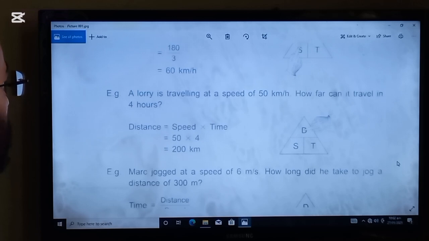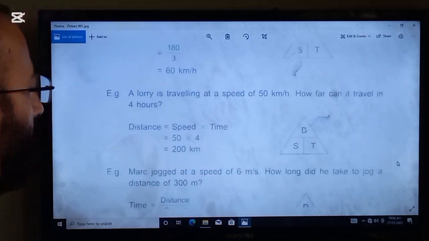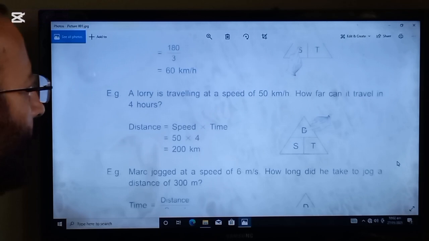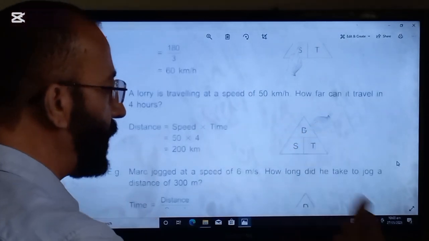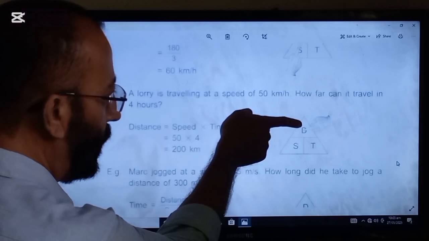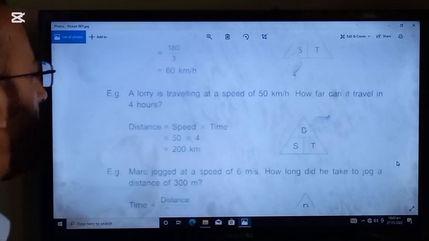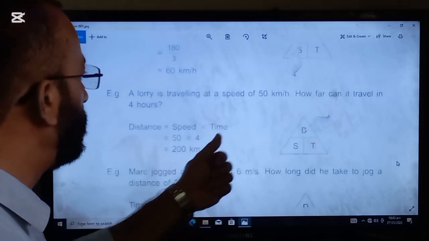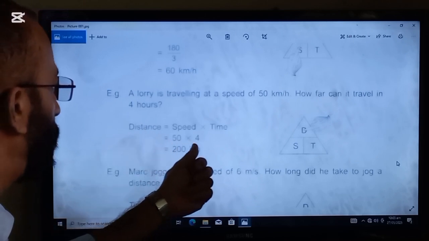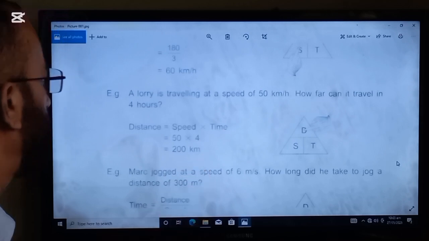Another question is here: a lorry is traveling at a speed of 50 km per hour. How far can it travel in 4 hours? So how far stands for distance, which is required. So you will cover the distance with your index finger. The formula will become distance is equal to speed multiplied by time. Now put the values into the formula. Speed is 50 and time is 4. After solving, 50 into 4, the answer will be 200 and the unit will be kilometer.